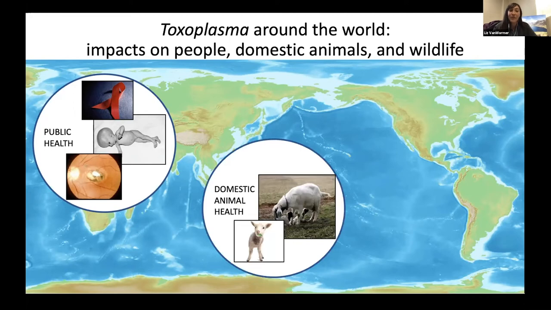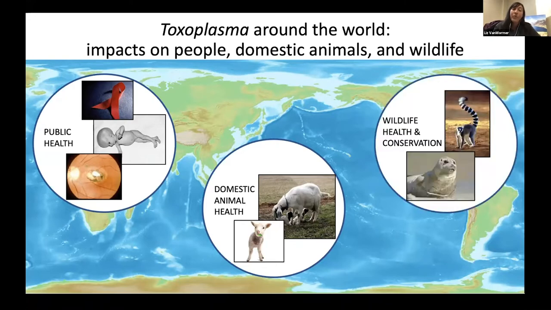For domestic animal health, we see that same concern about mothers passing the organism to their babies. So it's a really big concern of abortion in goats and sheep. And so domestic animal production industries take this into account as a parasite when they're managing production and thinking about healthy herds. We also know that Toxoplasma can be a challenge for wildlife, both from health of individual animals as well as conservation of populations.